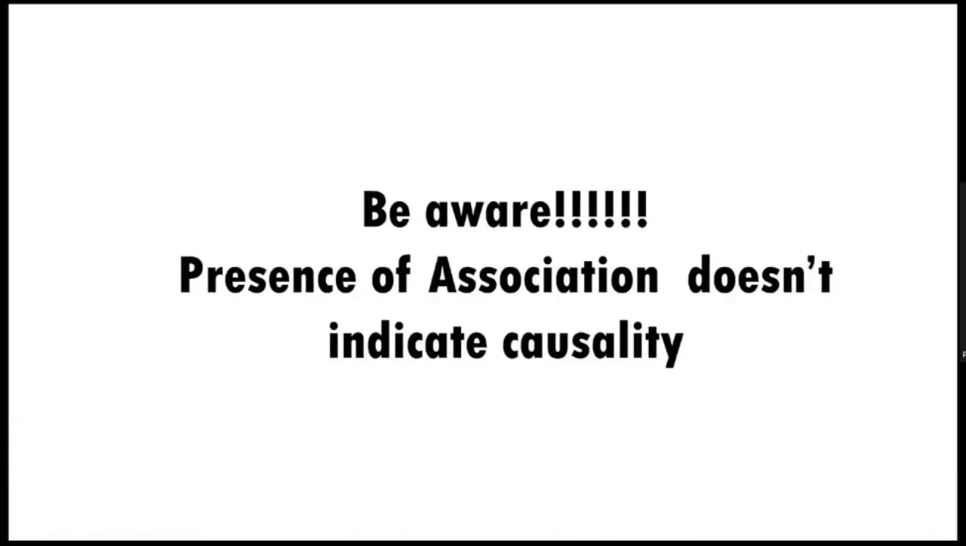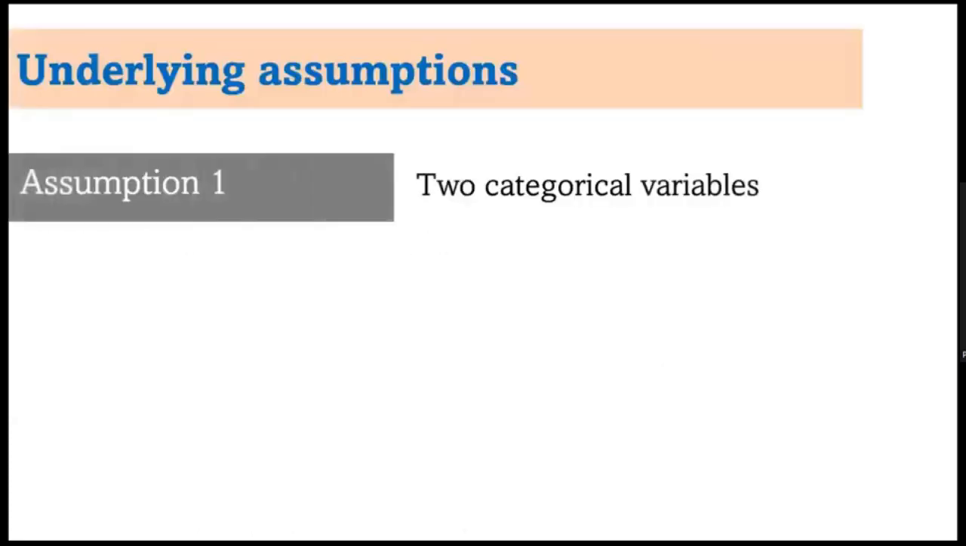But again, like correlation, the presence of association here doesn't say that it is causal in nature. To say that one variable is causal for the other, you need to satisfy the Hill's criteria for causality. So the underlying assumption for this chi-square test is that there should be two categorical variables.